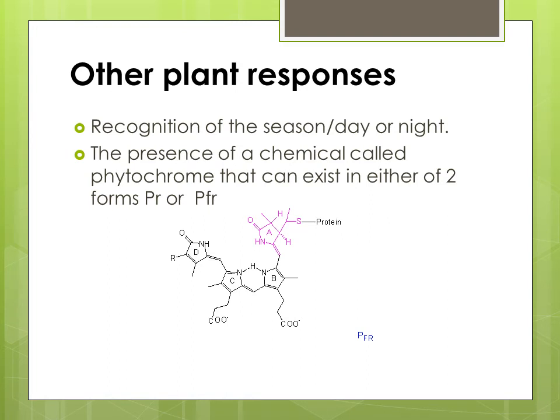And the answer lies in a chemical called phytochrome. Phytochrome is a protein which can exist in two different forms, either as phytochrome red or phytochrome far red. And we've just got here the picture showing the molecule of phytochrome far red.